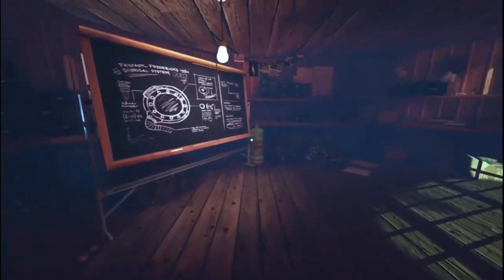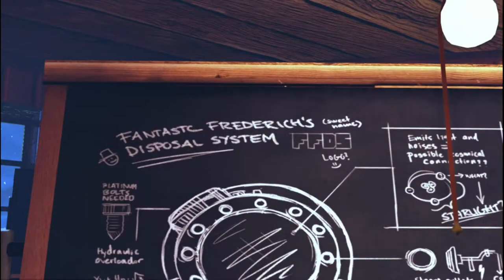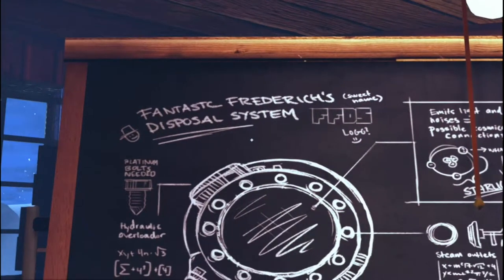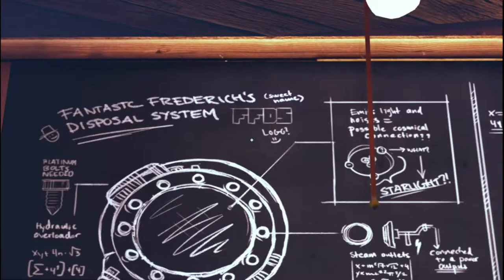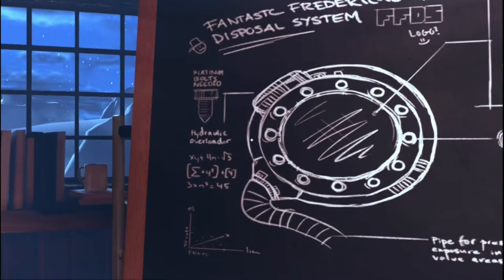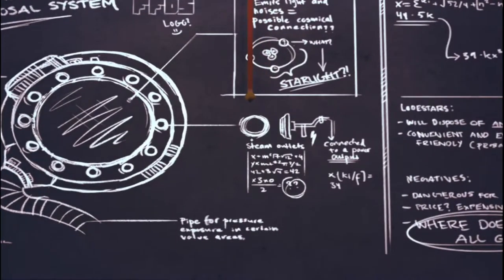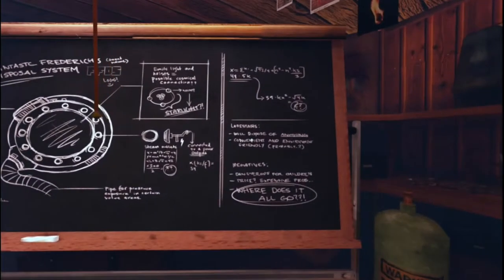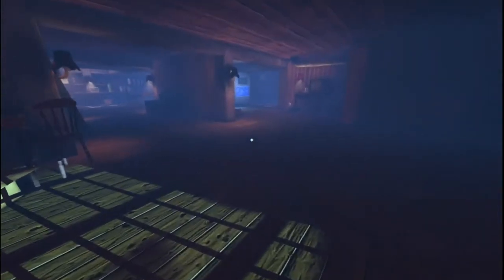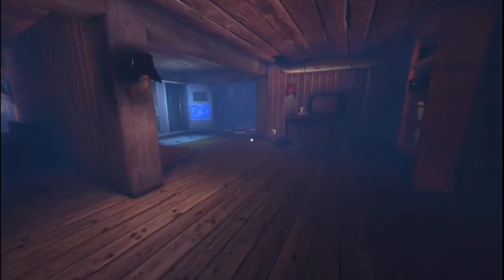It's a weird building. I guess his house is on stilts or whatever. Fantastic Frederick's Disposal System. Oh, this is what he's working on. Sweet name, logo, FFDS, platinum bolts, hydraulic overloader. Okay, this is cool. So, inventor and traveler, my uncle was, apparently. Interesting. He has a weirdly laid out house, but I'm not knocking it.